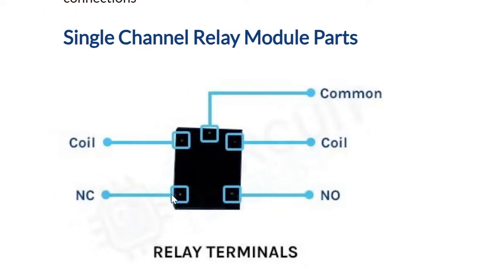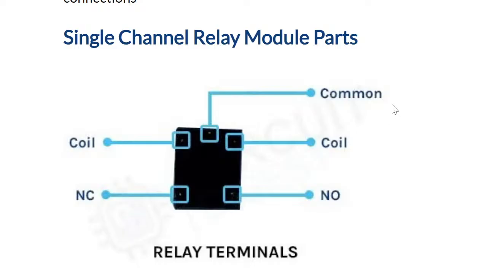Here we have two different pins, the NC pin and NO pin. These are called contacts, normally closed and normally open, and they emerge from the contacts only. Here we also have two terminals for the coil. These two terminals need to be connected with a small DC voltage.